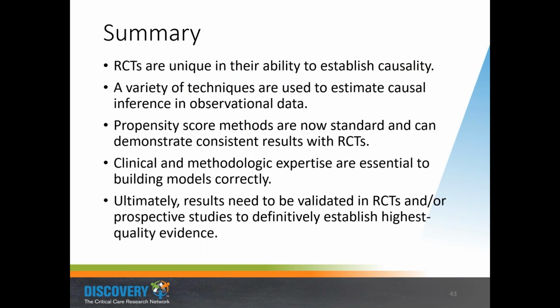So I'll summarize. RCTs are unique in their ability to establish causality. A variety of techniques are used to estimate causal inference within observational data. Propensity score methods are pretty standard by now, and in some cases can demonstrate consistent results with RCTs. However, as Alejandro stressed, clinical and methodologic expertise are essential to building these models correctly, and ultimately results need to be validated in RCTs or other types of prospective studies to definitively establish the highest quality evidence.